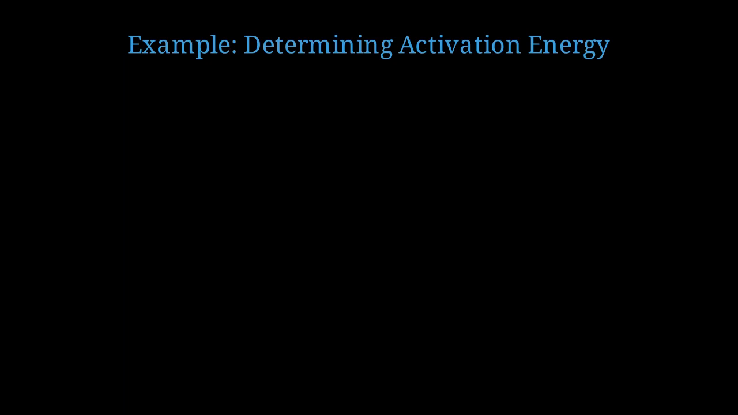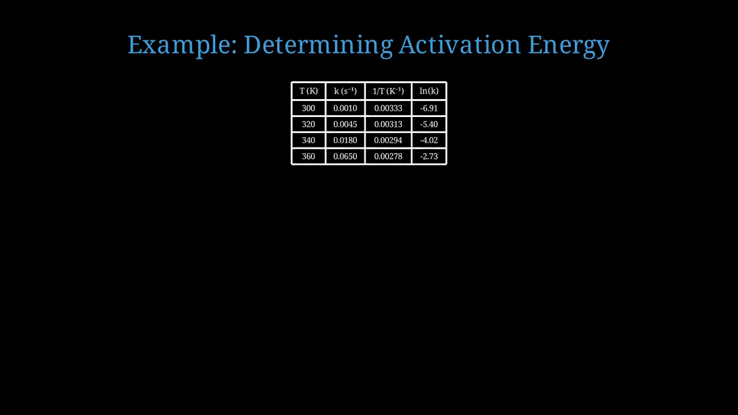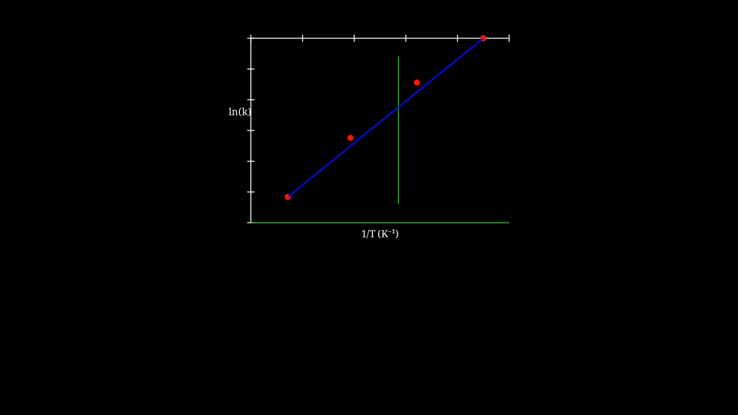We measure the rate constant at different temperatures for a reaction. Here's our data. Notice how K increases dramatically as temperature increases from 300 to 360 Kelvin. When we plot natural log of K versus 1 over T, we get this beautiful linear relationship. The linearity confirms Arrhenius behavior.